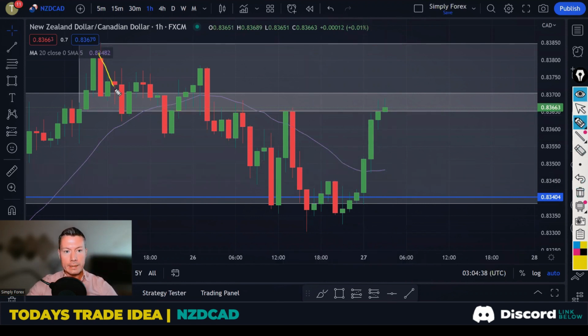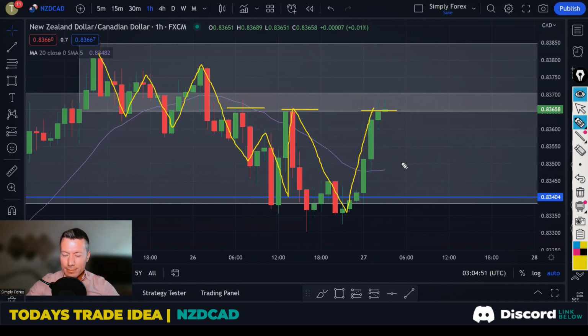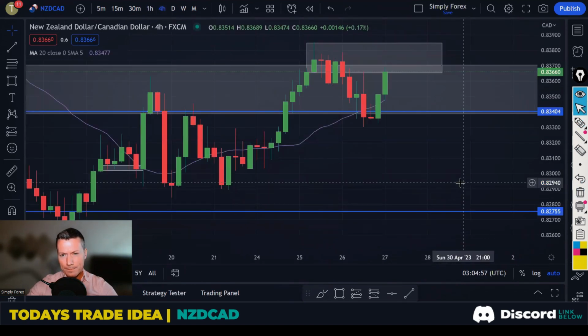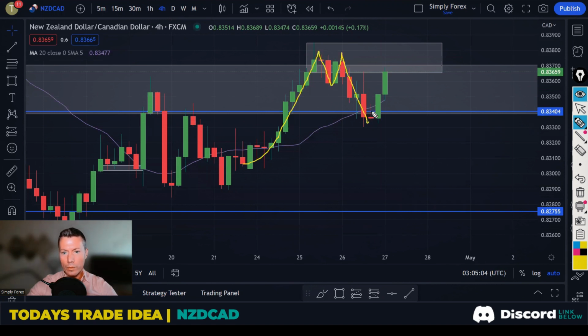Price has been breaking down, but now it's come back up to this level. This level is an interesting level. Are we with H1 structure? Arguably not. But if we drop down to the H4, we can see that H4 structure is still with us. So I'm still happy to take shorts from here.